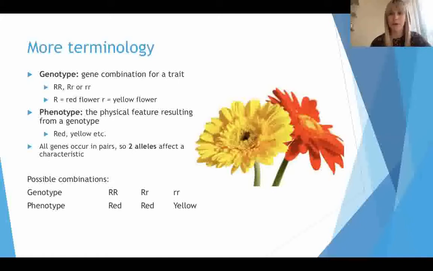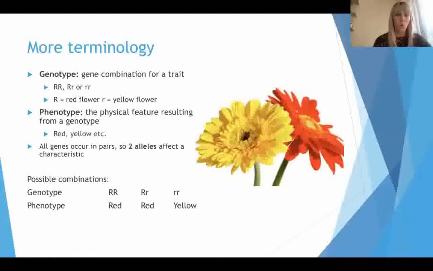More terminology. I have already mentioned this, but make sure you know. The genotype, that's the gene combination for a trait. So that's everything that we've done so far, BB, Bb, bb, all those. You'll see another one we often use, RR, capital R, small r, or small r, small r, homozygous recessive. So R is red flower and small r is yellow flower. The phenotype, that is the physical feature resulting from a genotype. In other words, red or yellow. So let's look at the yellow flower. Its genotype is small r, small r.